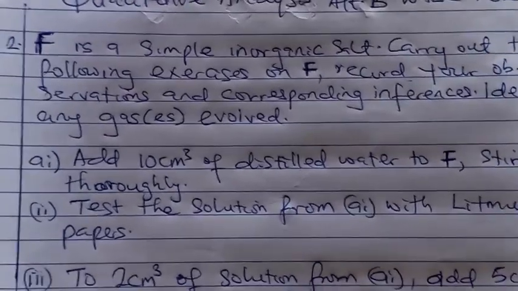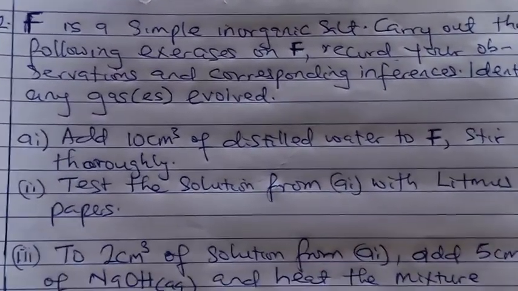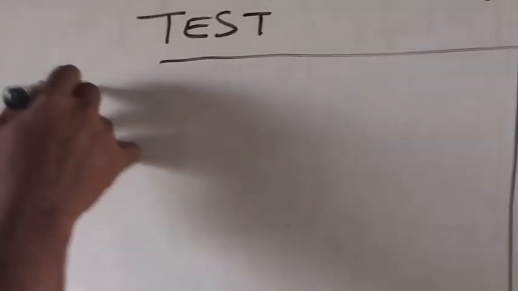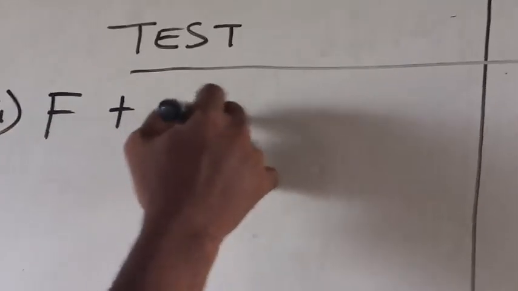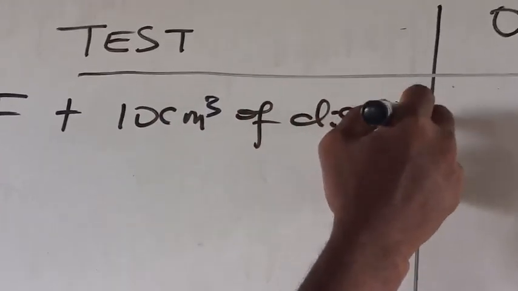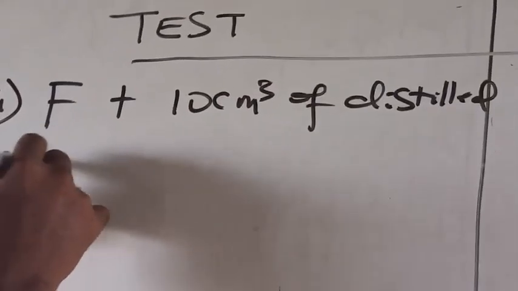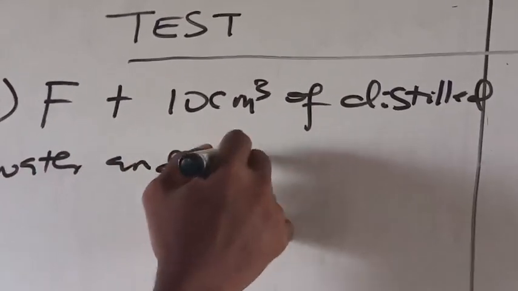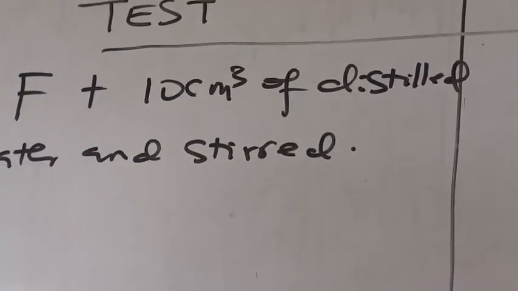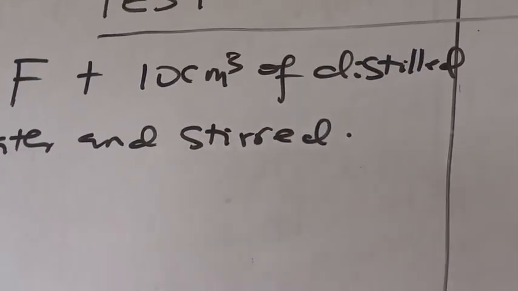Before we do the experiment, we'll first go to the whiteboard and record our tests. Question A(i): F plus 10 cm³ of distilled water, and stir. We want to add water to F and stir the mixture to see whether F is soluble or not.